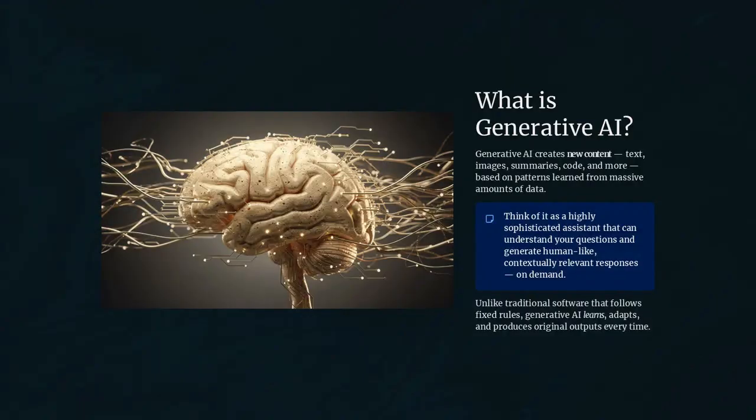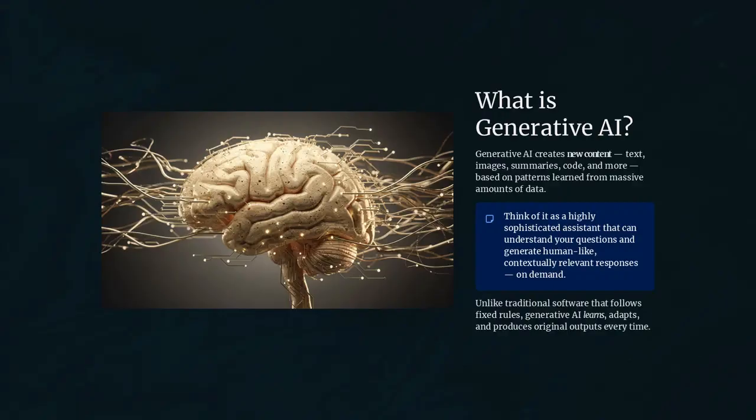So, before we dive into specific tools, let's make sure we're all on the same page about what generative AI actually is. Generative AI refers to artificial intelligence systems that can create new content, text, images, audio, video, code, and more, based on the patterns they've learned from vast amounts of existing data. This is different from traditional AI, which was primarily designed to recognize patterns or make predictions. Generative AI doesn't just analyze, it creates.